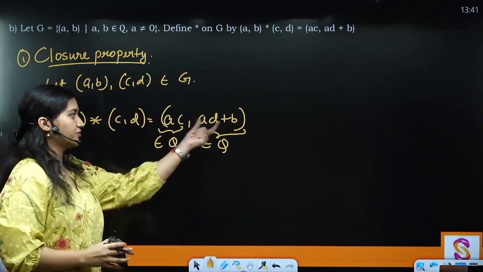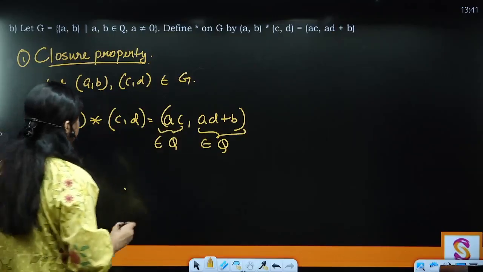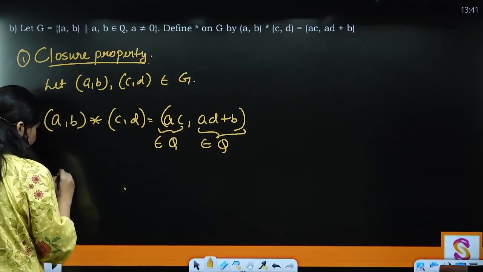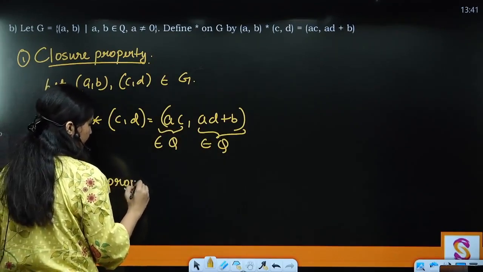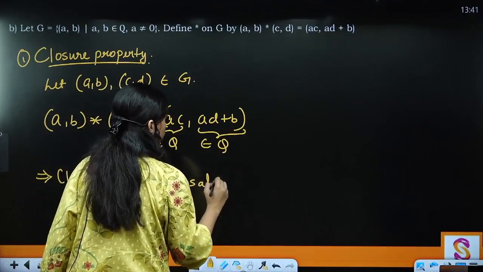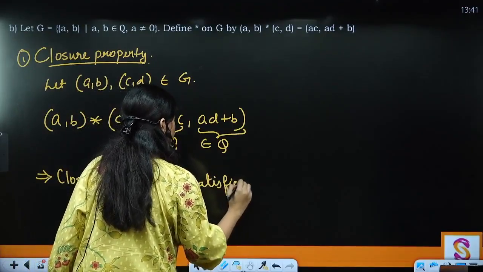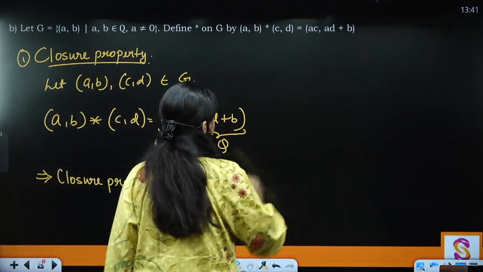Why? Because both of the coordinates are going to belong to rational numbers only, right? So this implies that the closure property is satisfied. Now let's check for associativity.